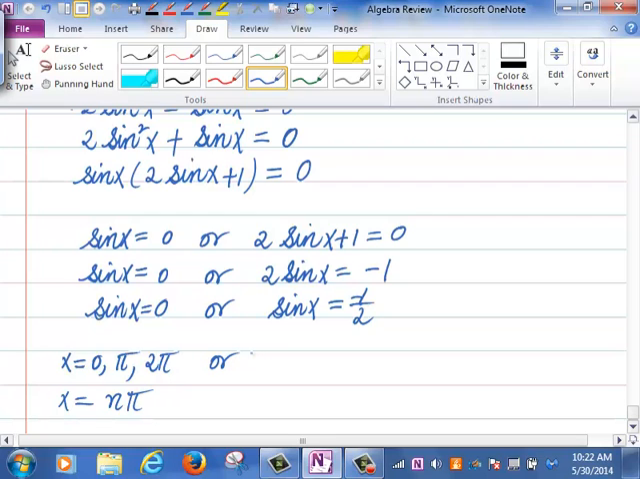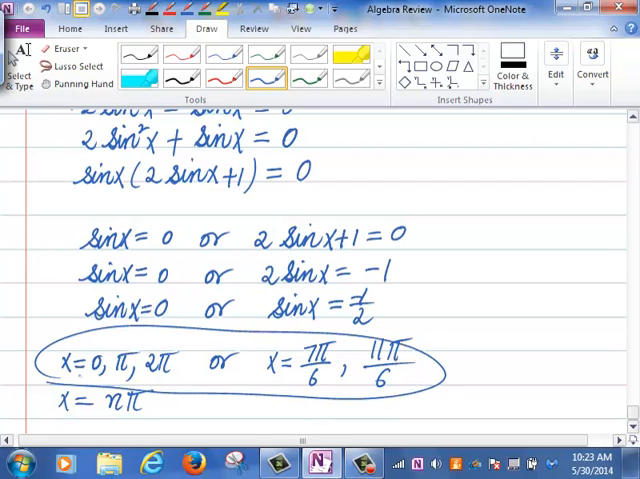Now, how about sine x is negative half? Look into the circle that I gave you with the points. When is the second coordinate negative half? Is that the only one? There is another one, right? So x is 7 pi over 6, 11 pi over 6. And if you have to, you can add a multiple of 2 pi again, 2n pi. So I would just leave my answer right here.